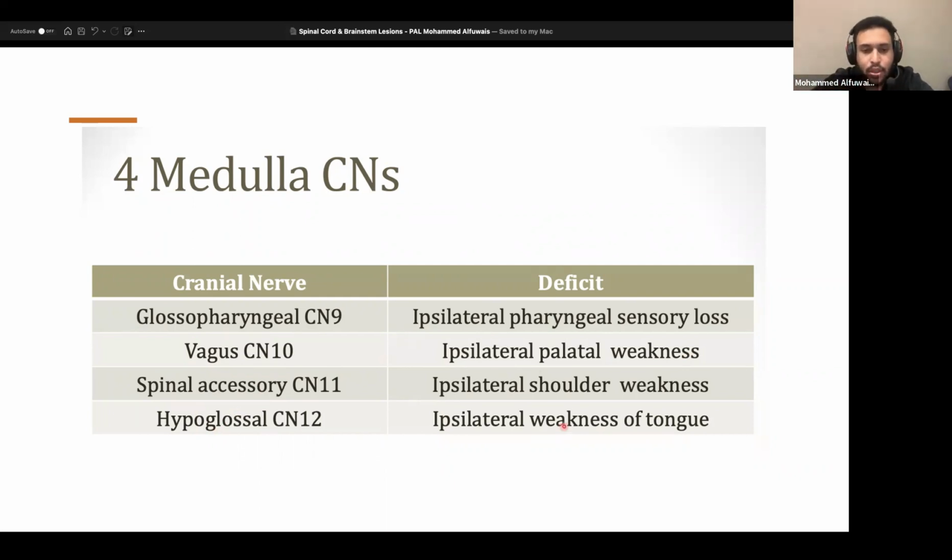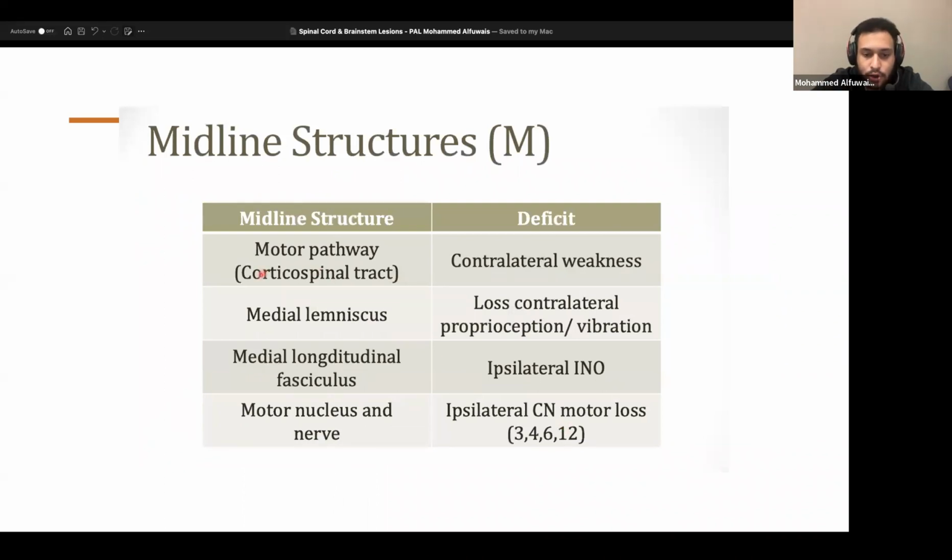Okay. Now the midline structures, corticospinal tract, which will lead to contralateral weakness, which is going to be a spastic type of process. Medial lemniscus, which is contralateral loss of proprioception and vibration. MLF, which will lead to ipsilateral internuclear ophthalmoplegia. Motor nucleus nerve, which will lead to each of these. 3, which will be the eye down and out ipsilaterally. 4, the eye can't look down ipsilaterally. 6, the eye can't look laterally ipsilateral. And 12, the tongue will deviate towards the side of the lesion, ipsilateral.